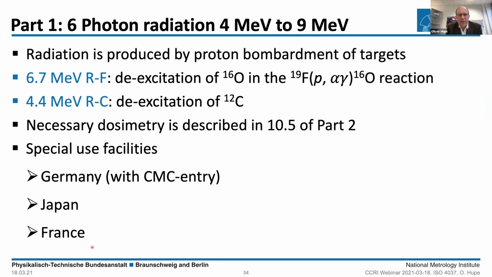Very special are the high photon energies from 6 MeV to 9 MeV. They are produced by proton bombardment of targets, so a calcium fluoride target or a carbon target. The necessary dosimetry is also described in part 2. And to my knowledge, there are only 3 facilities in the world: one at PTB with CMC entry, one in Japan, and one in France.